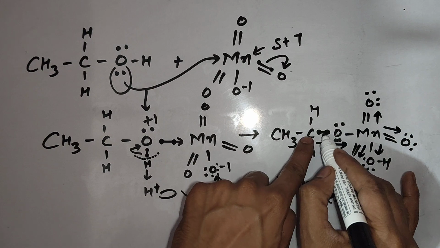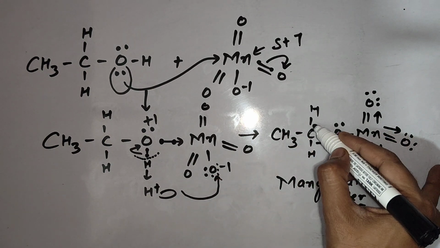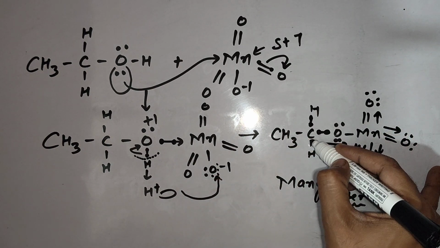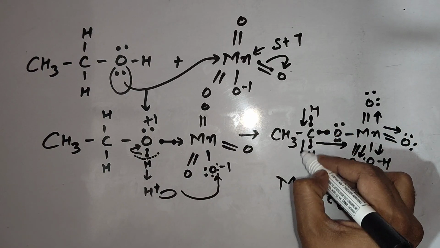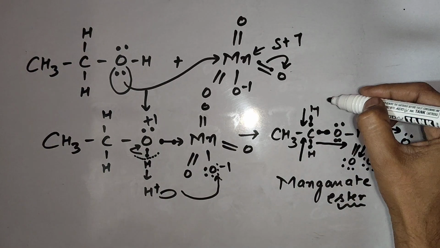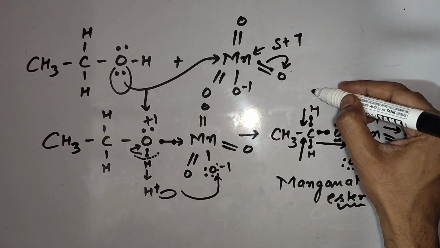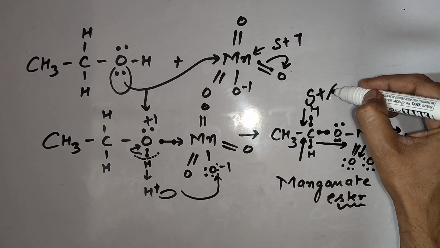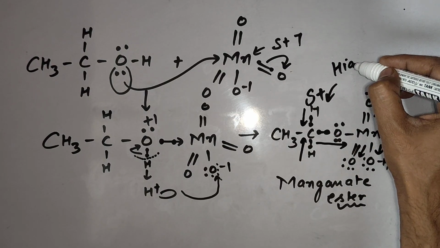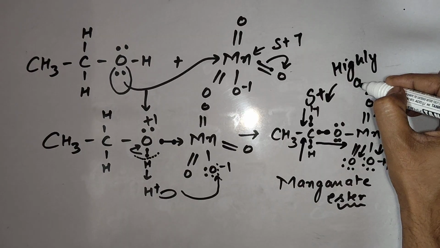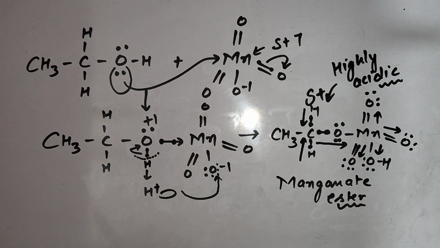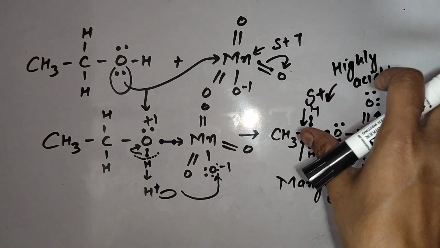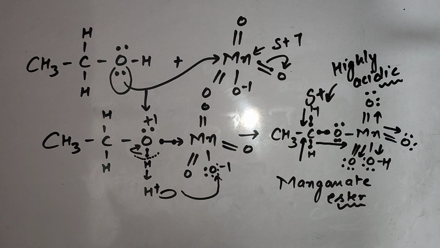Now if these electrons are strongly going toward that side, obviously carbon will attract electrons from the hydrogen side strongly, an inductive effect, due to which these hydrogens will carry a strong positive charge. That's why these hydrogens are highly acidic. This is the main point. This is the role of MnO4 negative here.